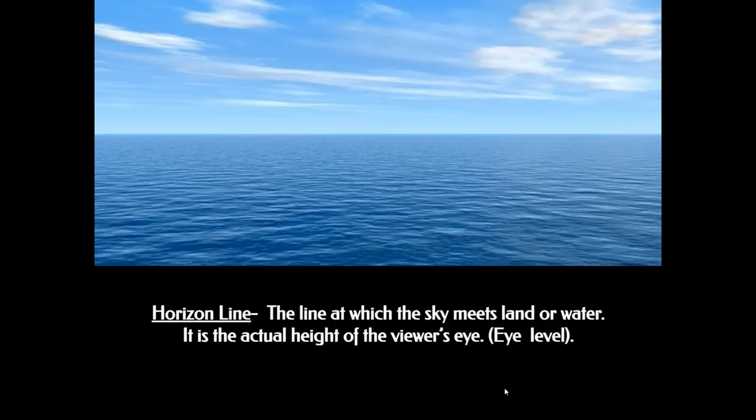Our first vocabulary word is horizon line. This is the line at which the sky meets land or water. It is the actual height of the viewer's eye, or eye level.